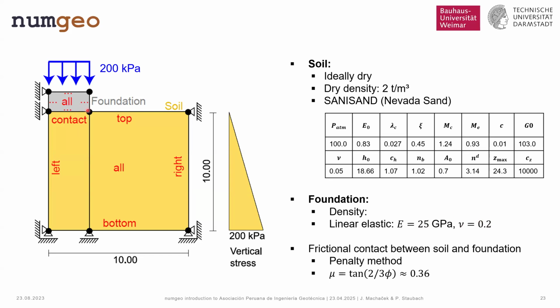Now, between the foundation and the soil, in the interface, we will consider a frictional contact where we set the friction coefficient to 2/3 of the friction angle phi, so approximately 0.36 in our case. So these are some of the parameters of that model.